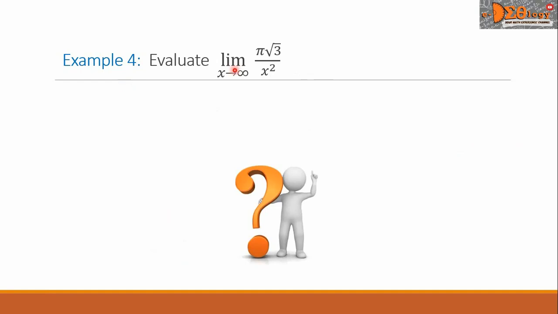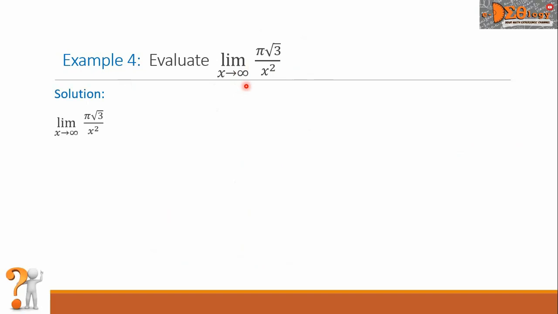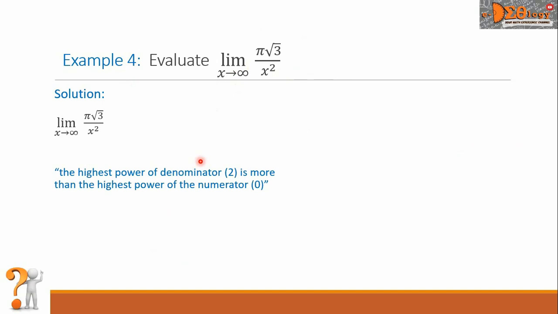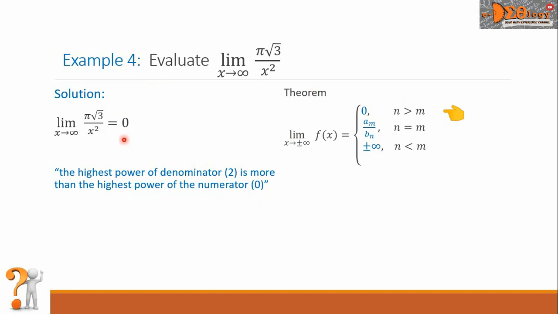Example 4, evaluate the limit of the function pi square root of 3 all over x squared as x approaches infinity. In this problem, we take note that the highest power of the denominator, which is 2, is more than the highest power of the numerator, which is 0. Take note that our numerator here is a constant, so the power is 0. It means, in the theorem, this problem falls on category number 1. The n is more than m. So the final answer we can write here as 0.